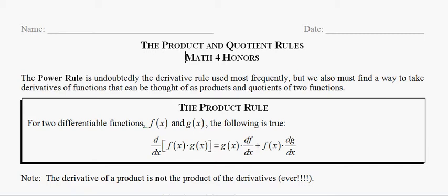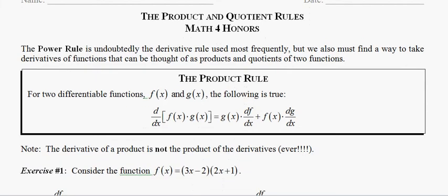These are much harder because, unfortunately, the derivative of a product and the derivative of a quotient can't be just found by finding products and quotients. It's really quite unfortunate, but it is what it is. Let's take a look at the product rule. So the product rule has a very strange form.